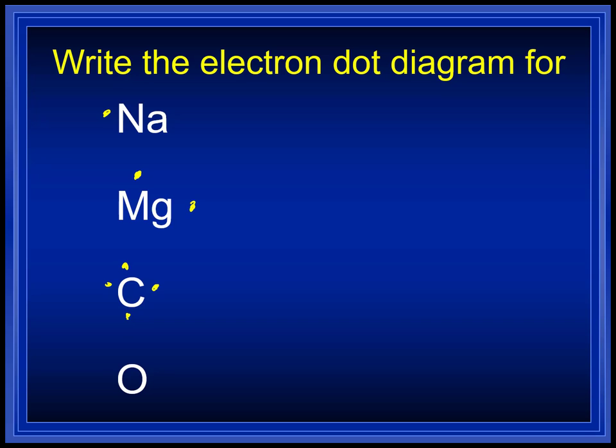O is in group 6A, 2s2 2p4, 6 valence electrons. So 1, 2, 3, 4. First I got to put one on each side, there's 4. And then I got to put in 2 more. It doesn't matter where they go. So I put 1 here and 1 there. Or I could have put 1 on each side, as long as I have 2 pairs and 2 unpaired. See if you could do this.